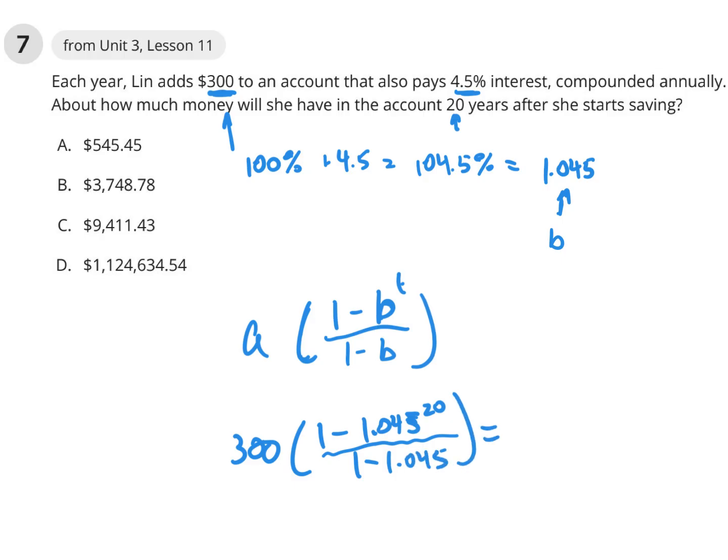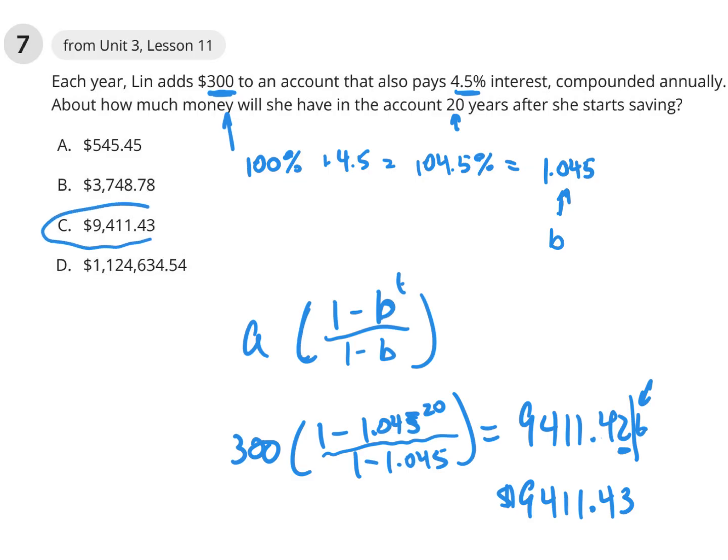Calculating that out should give us 9411.62, not 62, I'm sorry, 426. These numbers just keep going on. So when we're dealing with money, we have to round to the hundredth, to the penny. So the number to the right is a 6. That means the number in the penny spot rounds to 9411.43. And so the proper answer is C.